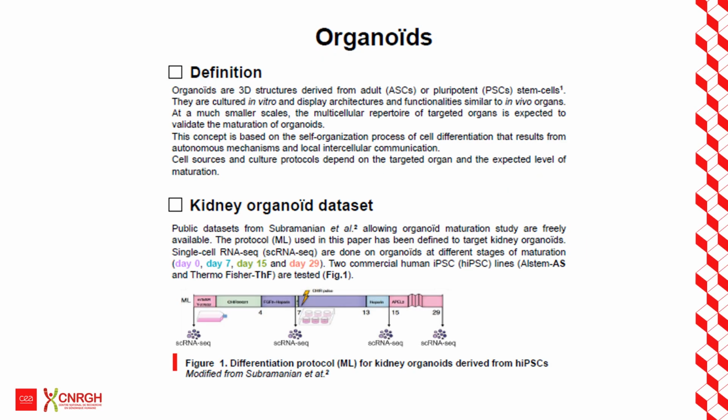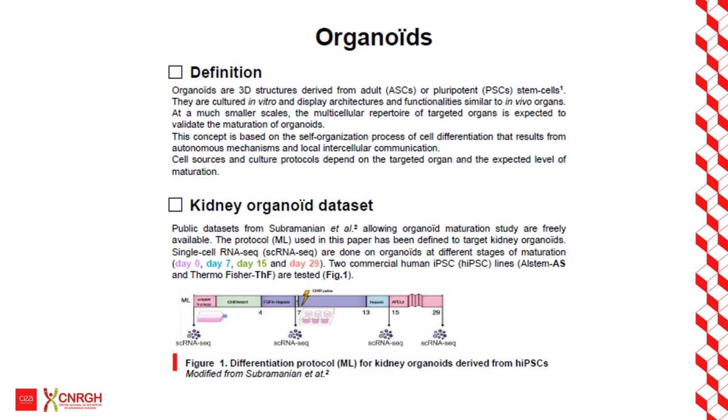The organoids are three-dimensional structures derived from adult or pluripotent stem cells. They are cultured in vitro to recover the architecture and the functionalities of a target in vivo organ. The concept is based on the self-organization process of cell differentiation. The cell repertoire of the targeted organs is expected in organoids to consider them as mature. The cell sources and the protocol applied depend on the targeted organ.